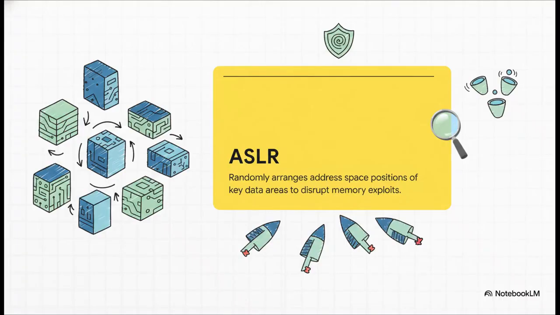First up in our tag team of active defenses is ASLR. Buffer overflow attacks rely entirely on predictability, right? The attacker needs to know exactly where a specific piece of code lives in memory so they can hijack it. ASLR completely ruins this by acting like a high-speed shell game. Every single time an application runs or the system reboots, ASLR randomly rearranges the positions of key data areas in memory. Because the locations are constantly shifting around, an exploit that works perfectly on one machine is just going to completely crash on another simply because those hard-coded memory addresses are no longer valid.